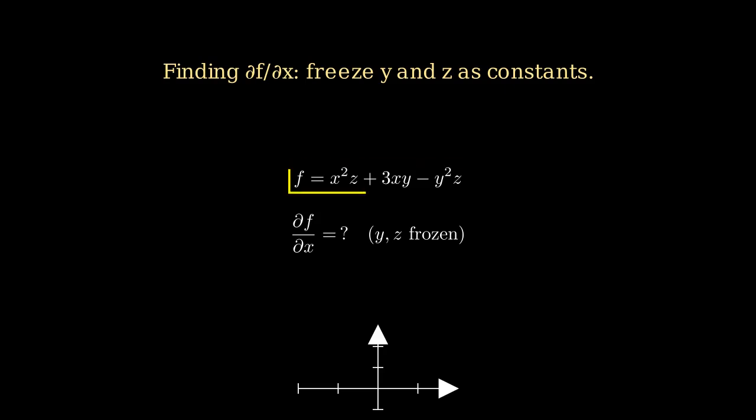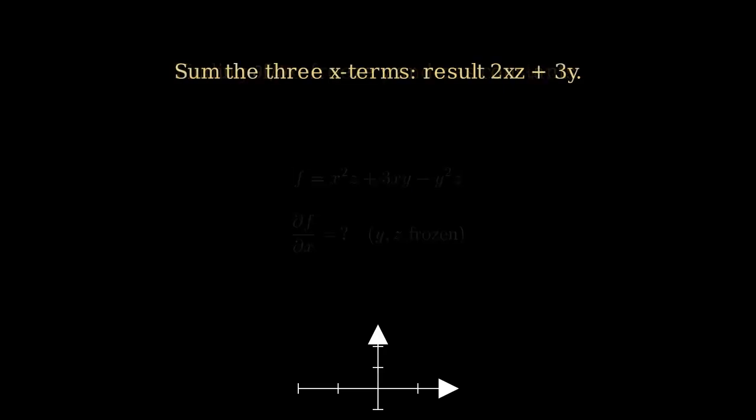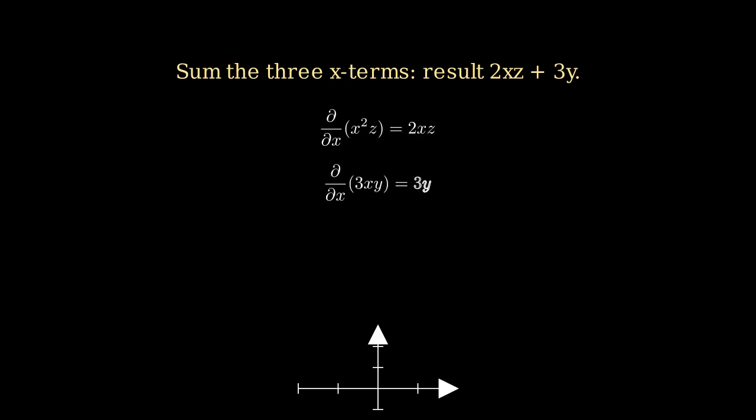First, we find partial f by partial x, freezing y and z since they're treated as constants. Term by term, partial of x squared z with respect to x, z is held constant, and x squared differentiates to 2x, so this term gives 2xz.